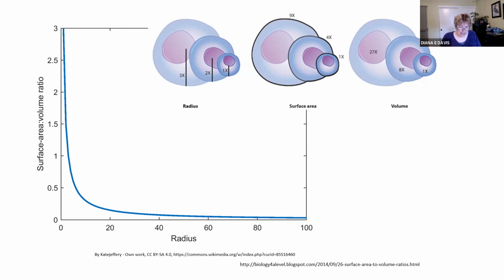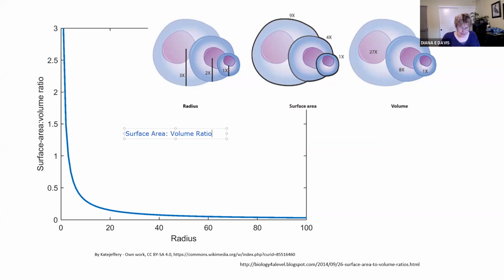The limitation to size is because of this concept called surface area to volume ratio. So I'm going to go through this on this slide, and I'm going to go through it a second time on the whiteboard. So if you get lost, I'm going to repeat myself.